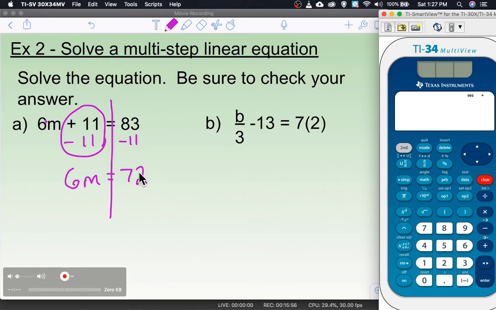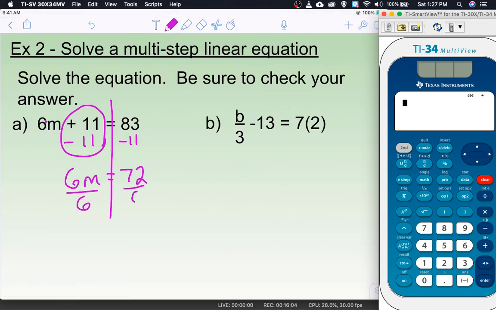83 minus 11 is 72. And now to get rid of this multiply by 6, just like we did in the previous lesson, we're going to divide by 6 on both sides. These cancel out, and m equals, should be 12. 72 divided by 6 equals 12. And that is our solution.